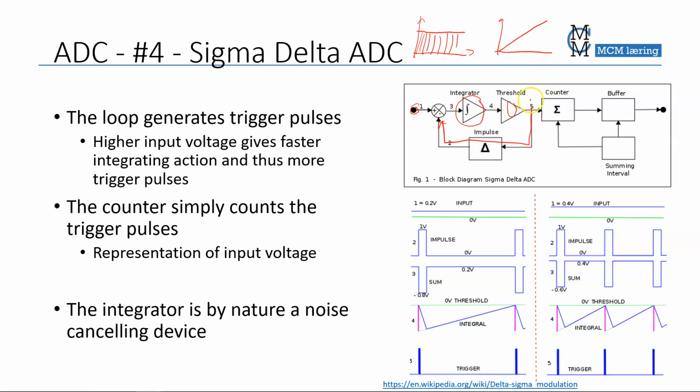And also, when it passes the threshold, it will tell the counter that you can now count one reset, and then the second reset, and third reset, and fourth reset, and so on.